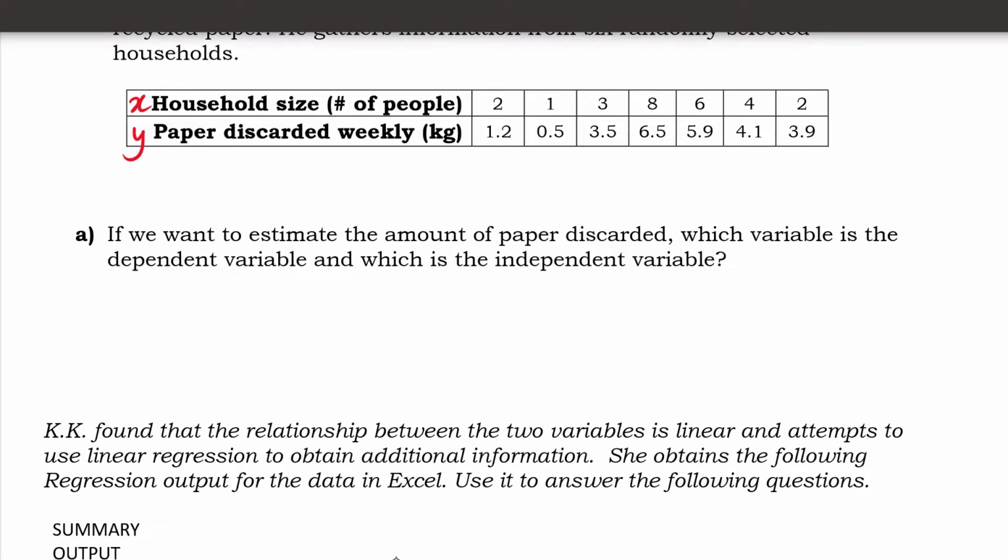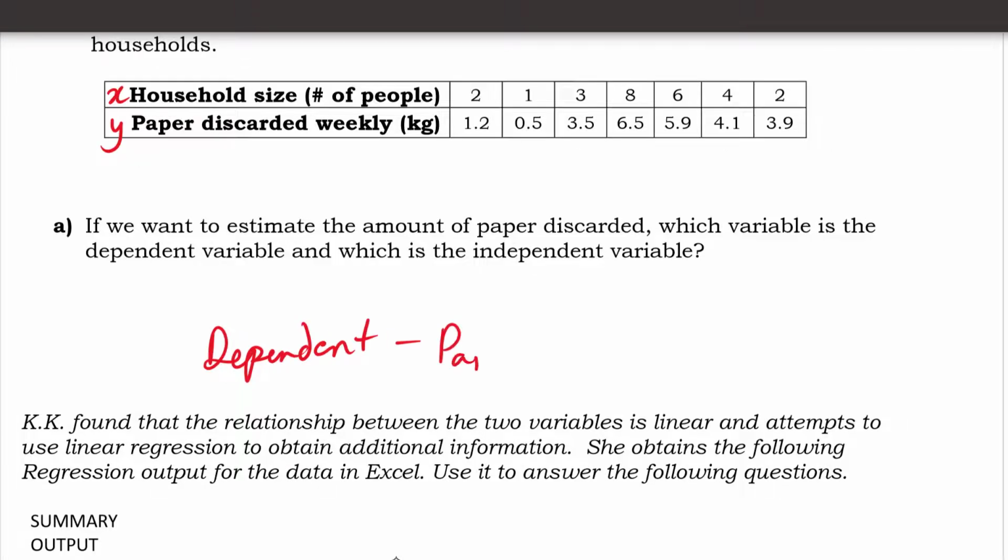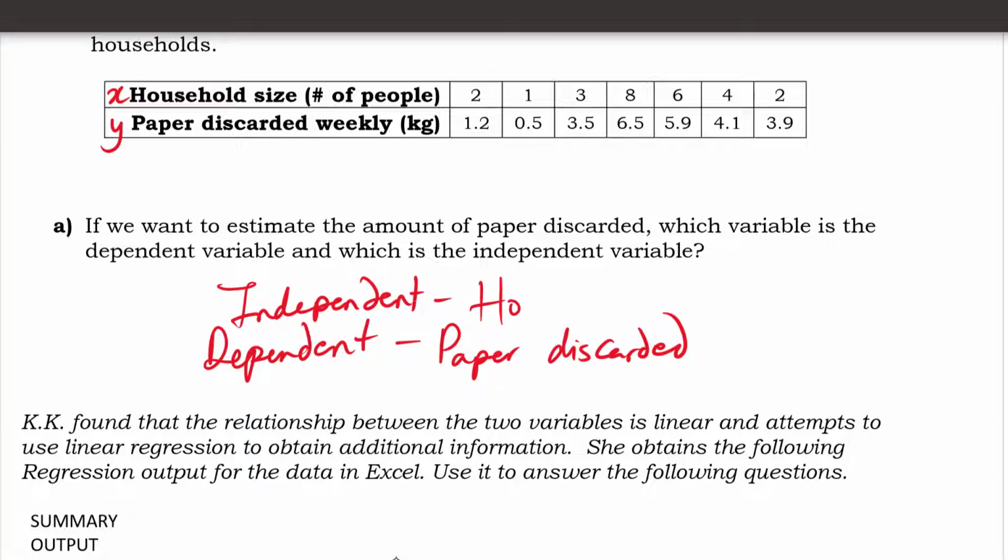So the question is asking for the dependent variable. So the dependent variable is the amount of paper discarded, and the independent variable will be the household size.